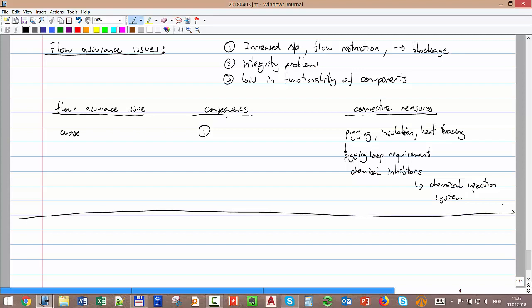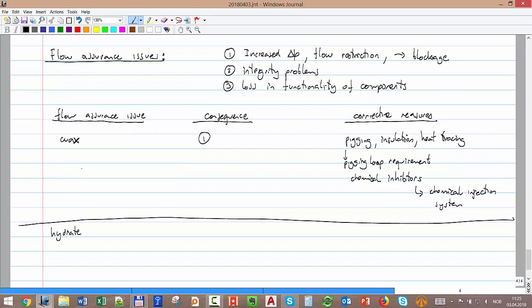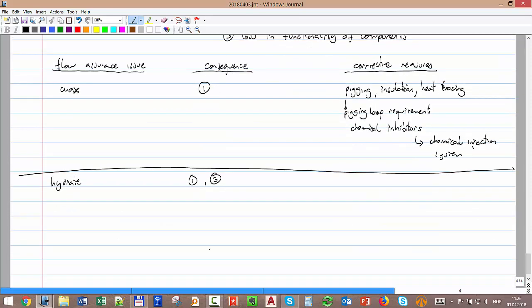What was the second problem the guest lecturers covered? Hydrate. Okay, what does hydrate cause? It causes number 1 basically, and can lead to number 3. And what can I do to avoid hydrates? Basically I can use inhibitor. That also affects my field development, in that I have to have a chemical injection system.